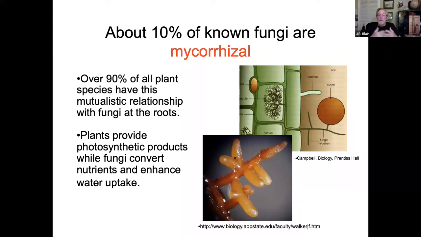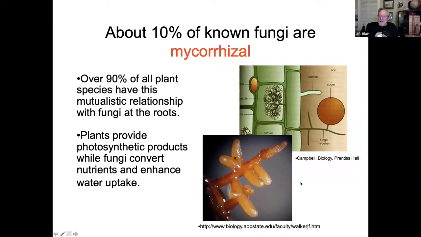Now there are two kinds. Before I get to the two different types, I just want to say that the mutualistic aspect of it is that the plants provide carbon compounds, photosynthates, basically, to the fungi, and the fungi can convert other soil nutrients such as nitrogen, potassium, and phosphorus into usable forms for the plant to use. And then some mycorrhizae also are involved with enhancing water uptake. But that was the last talk that I gave to CMPS. So there are two kinds.